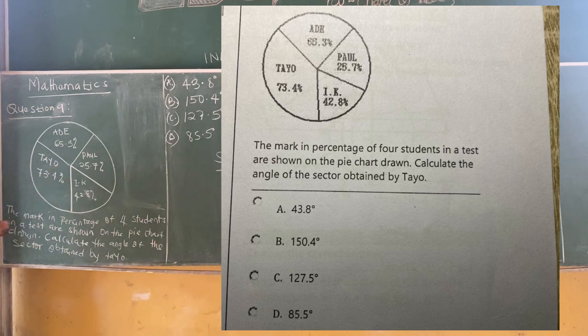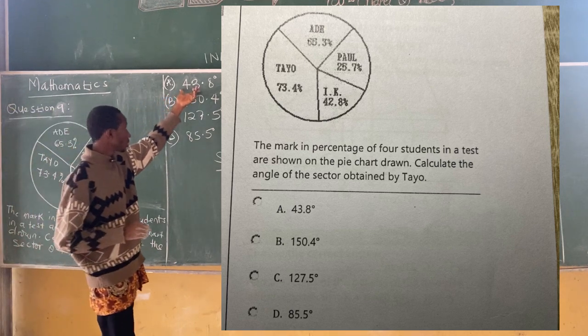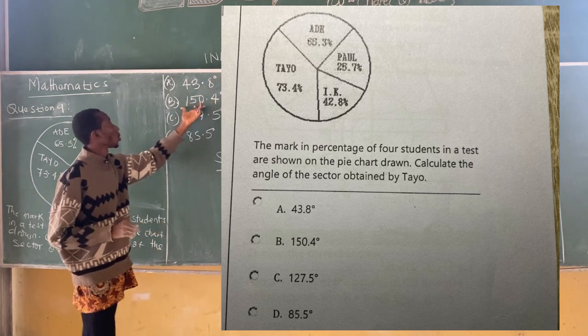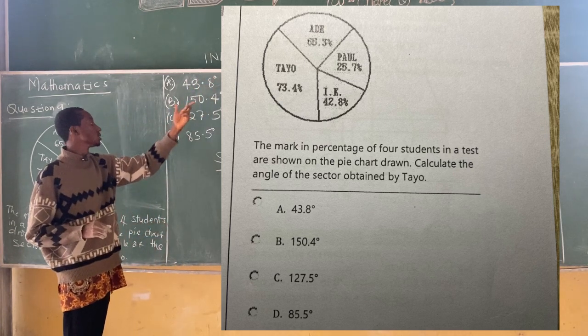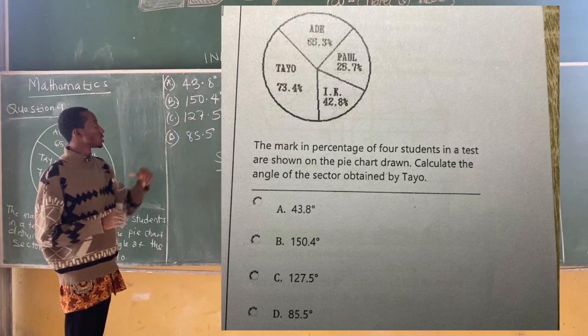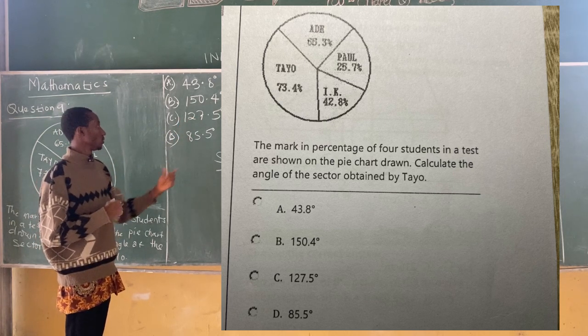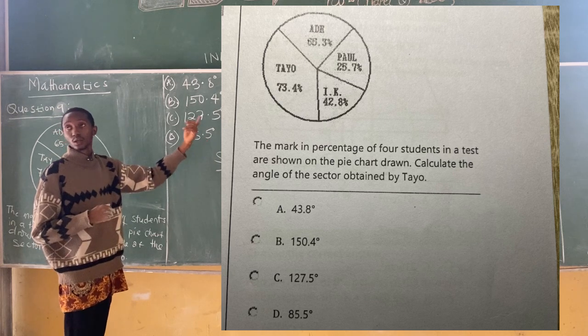Don't forget, you have the options A to be 43.8 degrees, B 150.4 degrees, C 127.5 degrees, and D 85.5 degrees.